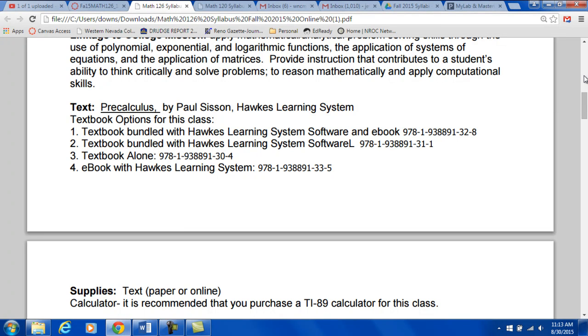This is the second edition. You have some choices for this class. You can get the textbook bundled with Hawk's Learning System and ebook, so that's the book and the software and the ebook. That's if you want a paper book. You can get the book with the software. You can get the book by itself. You can get the ebook by itself. And if you want the ebook or just the book, that's what you want if you do all your homework on paper and your exams on paper. If you're going to want to do homework online, you're going to want it bundled with the software.